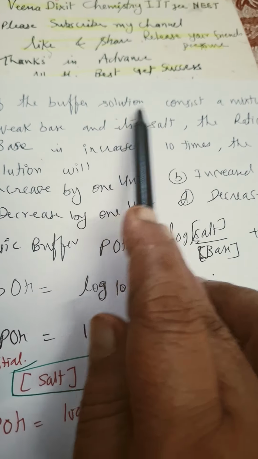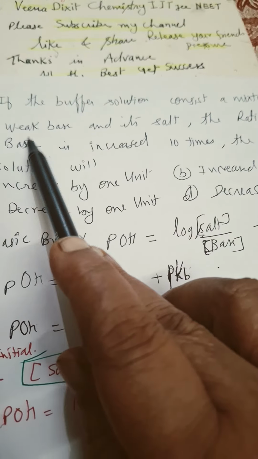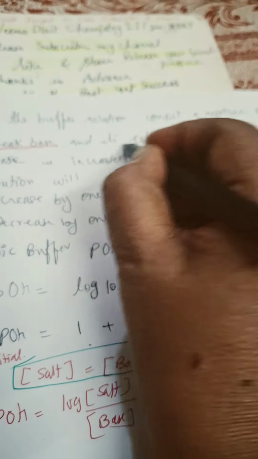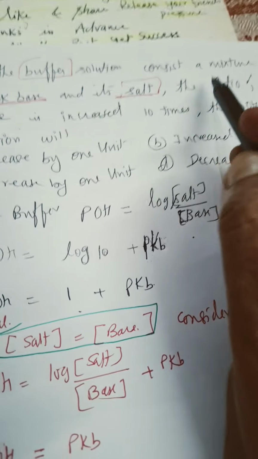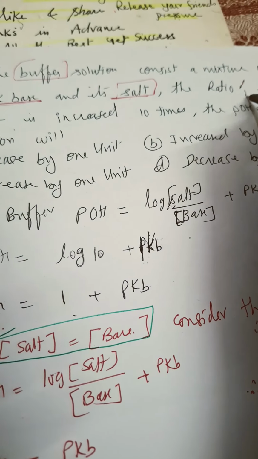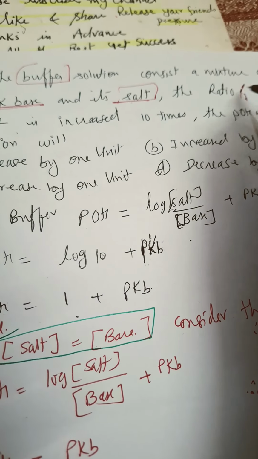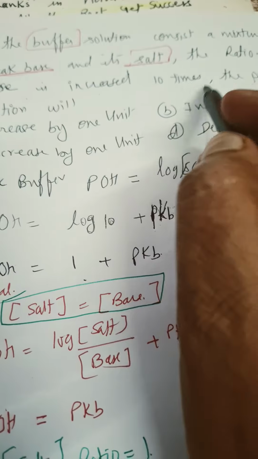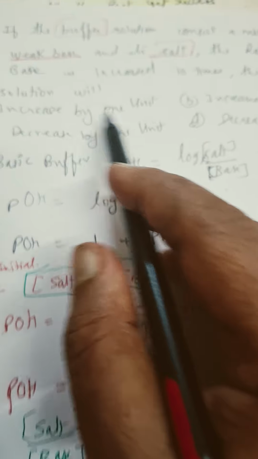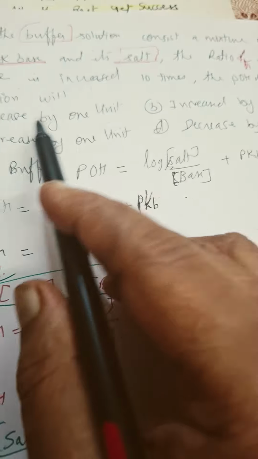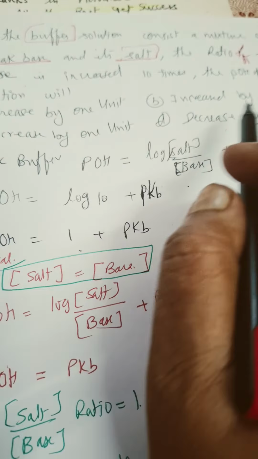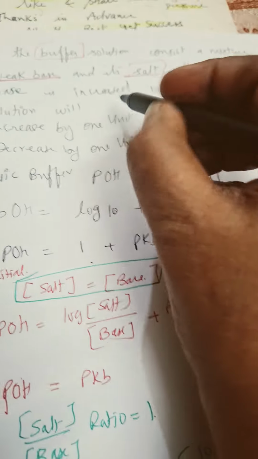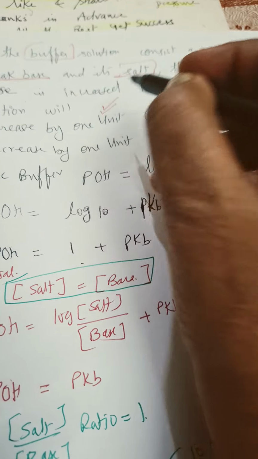If the buffer solution consists of a mixture of weak base and its salt, what is there? Weak base and its salt. Okay, so this is a buffer solution. And the ratio of salt and this base is increased by 10 times. The pH of the solution will increase by 1 unit, increase by 10 unit, decrease by 1 unit, or decrease by 10 unit. I selected increase by 1 unit.